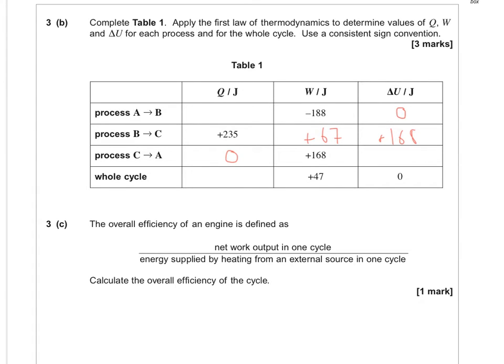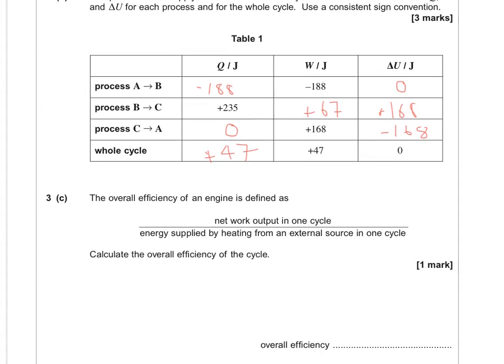These two should be equal to each other. So if the right hand side is equal to minus 168, so should the left hand side, applying conservation of energy. And we'd get the same here, so minus 168. Again, because Q is 0, so these two must add to 0. Therefore, we end up with plus 47 here. Again, left and right hand side must be equal to each other.